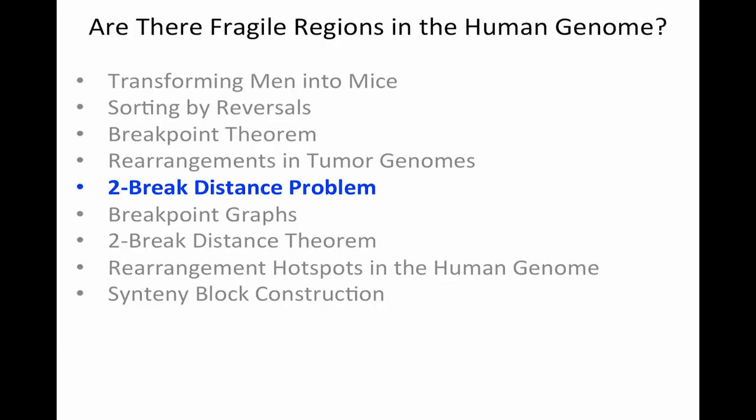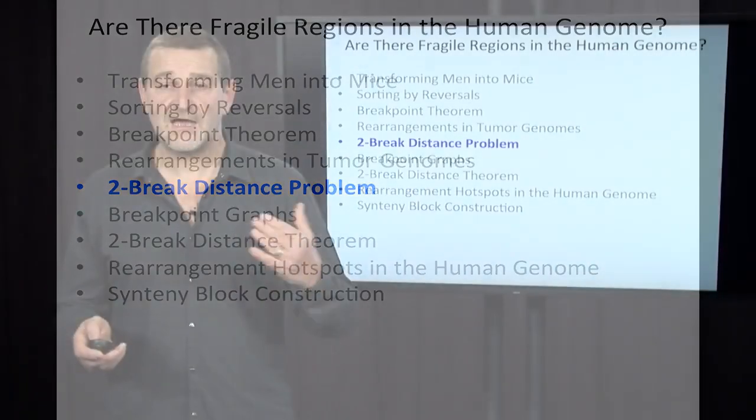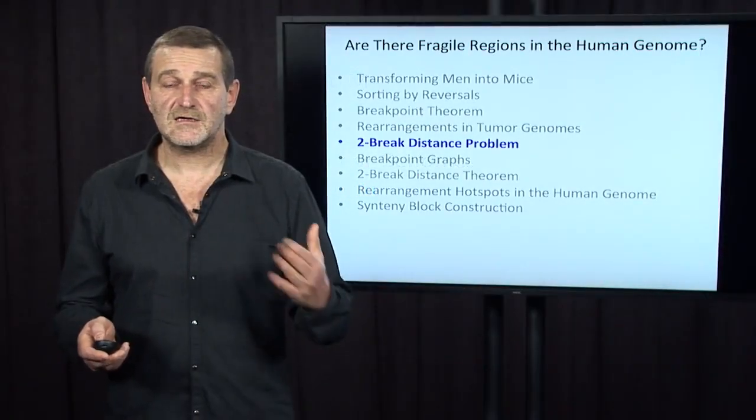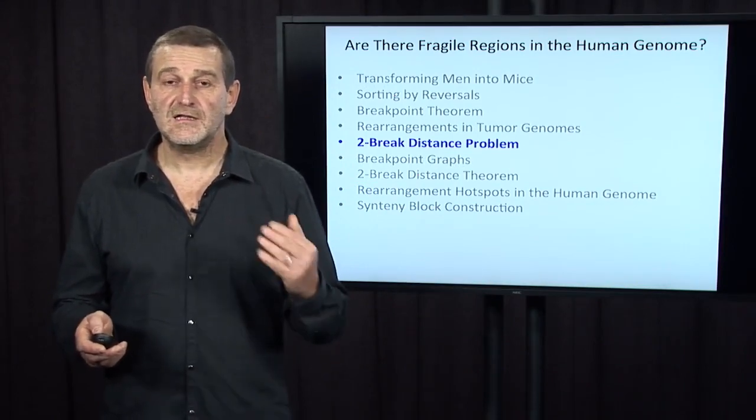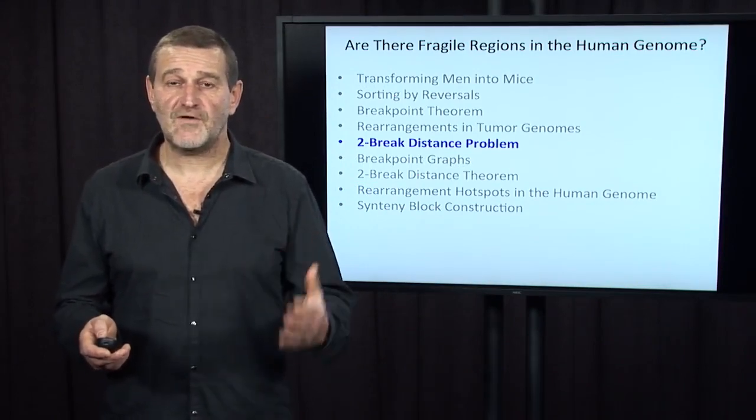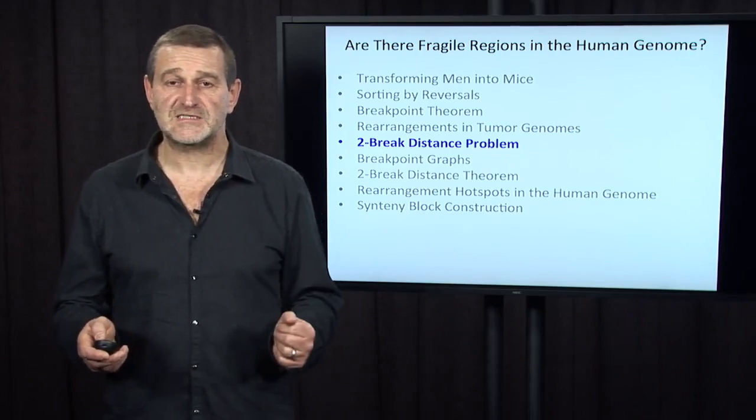And in the next section, we will look at the algorithmic problem called the two-break distance to address the question of how to find rearrangements in multichromosomal genomes.